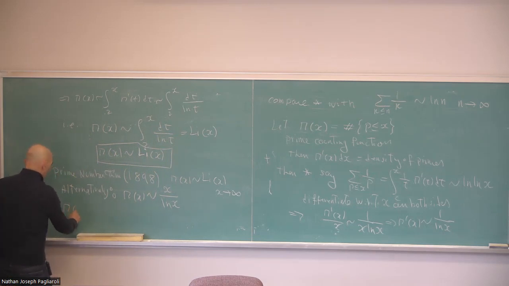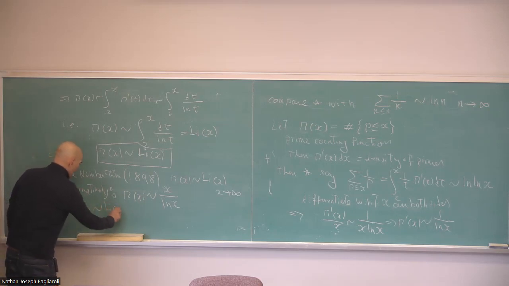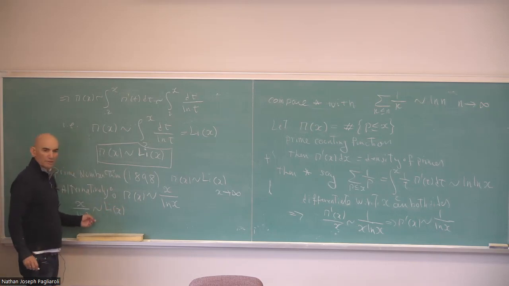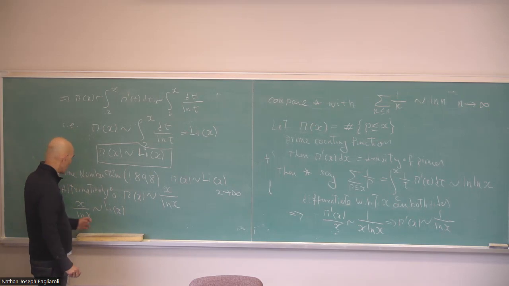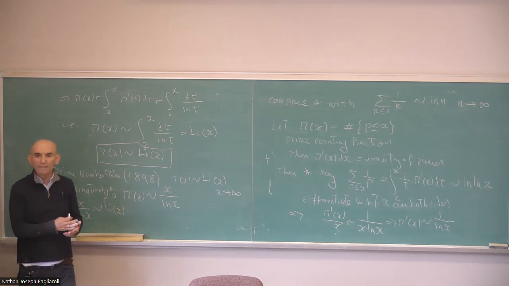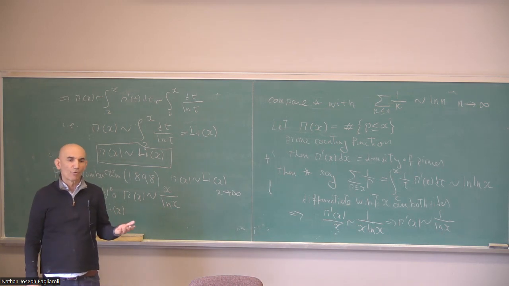So not pi of x, but x over log x is asymptotic to Li of x. Again, this is elementary, this is calculus. But you should try and sit down and prove it. That's a useful exercise to do. So you might say, okay, so which one is correct? Well, both are correct because in asymptotics, there's not a unique formula, right?